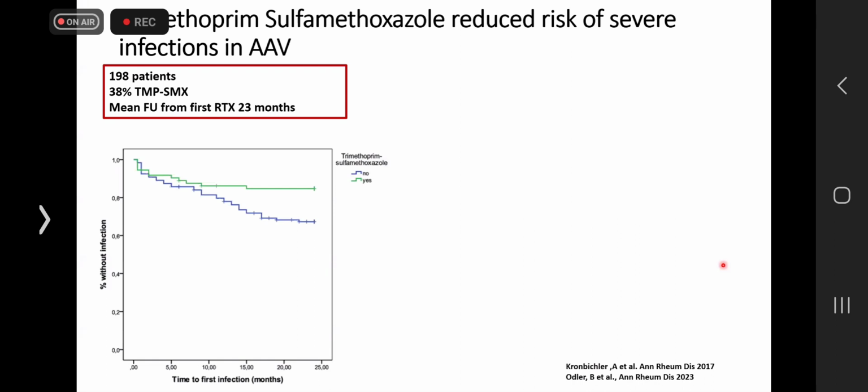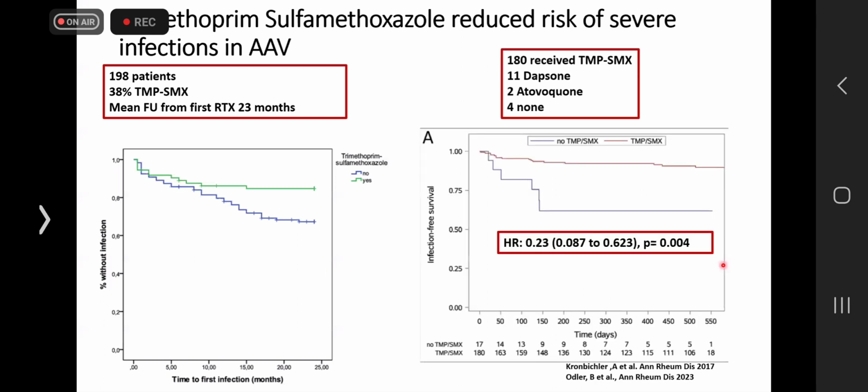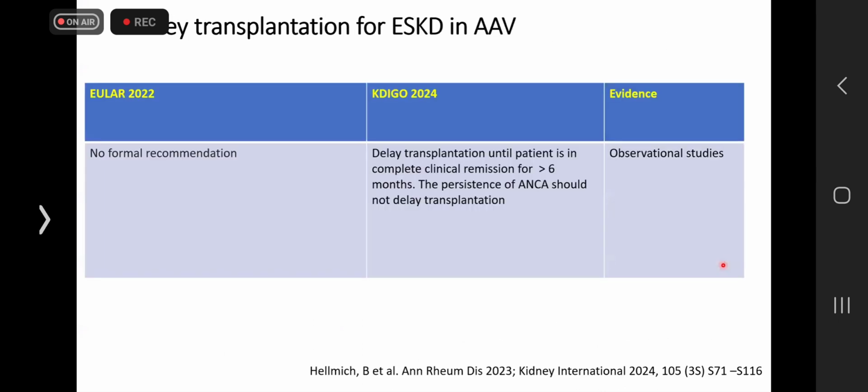What you see in the Kaplan-Meier curves is the time to first infection was significantly less in those that were on Bactrim. And here is data from the RAVE trial, in which 180 of the 197 patients received trimethoprim sulfamethoxazole. And what you see is the infection-free survival was significantly better in those that were on trimethoprim sulfamethoxazole.